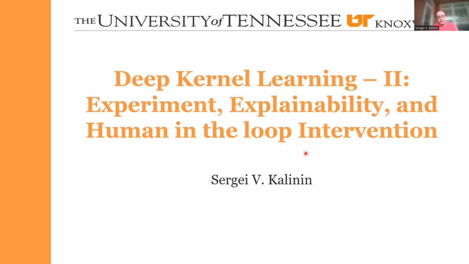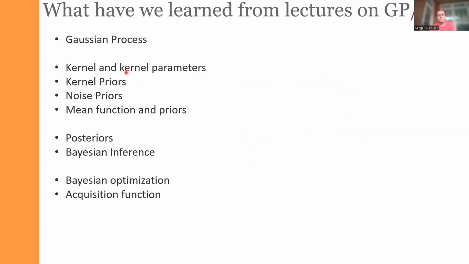So anyway, let's start with a brief recap. We looked at Gaussian processes. We looked at everything related to kernel and kernel parameters. We looked at how you add structural elements, structural mean function, and Bayesian inference. We talked about Bayesian optimization and acquisition function. So by now, these are concepts that you heard about many times, and also concepts that you potentially explored with the Colabs.